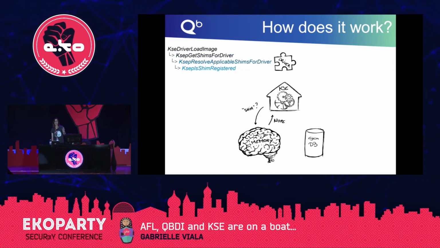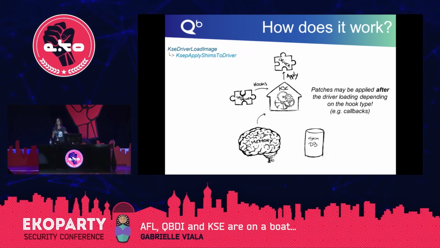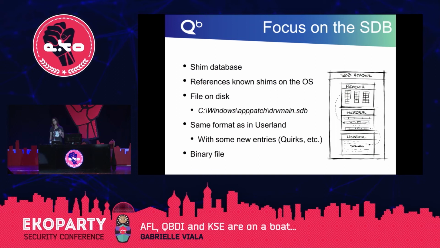Then it looks for the shim in its internal structures, because a shim can be applied on different drivers. If it doesn't know the shim, it will need to load the driver that stores all the hooks, and this driver will register the shim in memory. Then the KSE will be able to retrieve the shim and apply the hooks when needed. So actually that's pretty simple. Here I won't speak about this mechanism, but I will focus on the SDB.